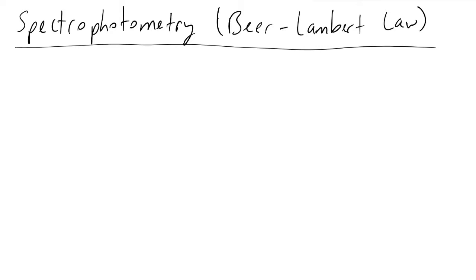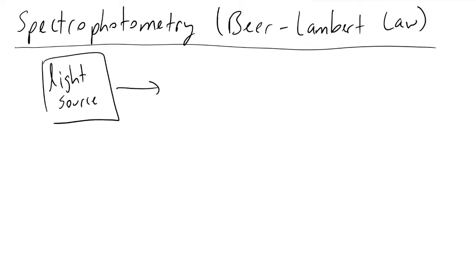the Beer-Lambert law. Essentially, what we can do in biochemistry labs, for example, if we wanted a convenient and quick way of determining the concentration of proteins in solution, is to use spectrophotometry. And the way it works is if we have a light source, and we shine it through a monochromometer.